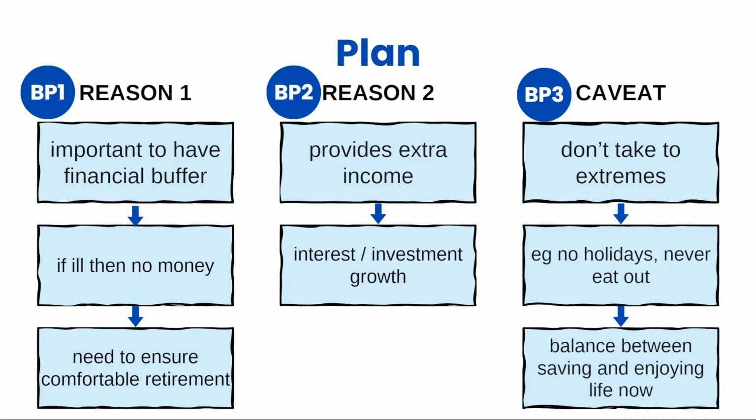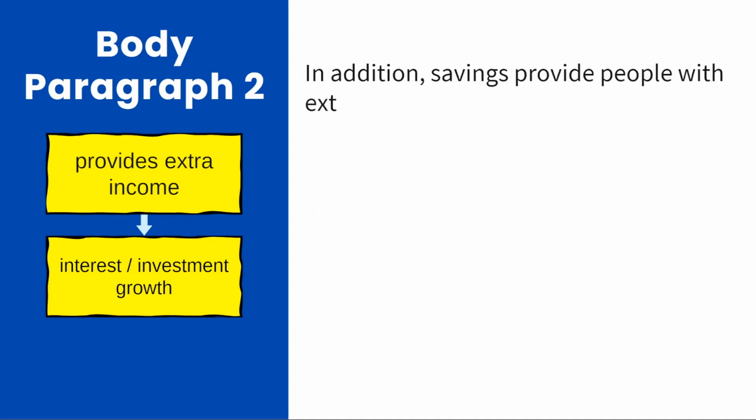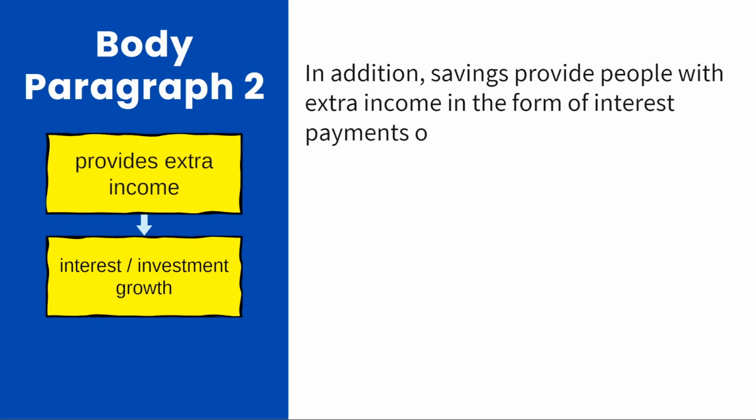Now let's go on to body paragraph 2 about providing extra income. So it's important to save, so let's explain that. In addition, savings provide people with extra income in the form of interest payments on saving and returns on investment. So I've given two very precise, very specific examples of what I mean by extra income.